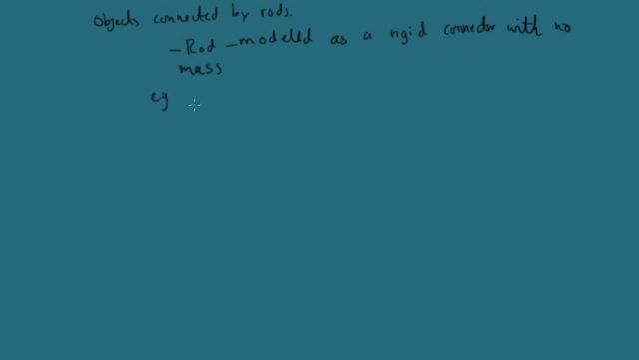Examples of this would be a car towing a caravan. So if you think about when you connect a caravan to a car, it's a rigid system. You're not pulling the caravan by a rope, or a truck and trailer, or trains, a train with carriages.